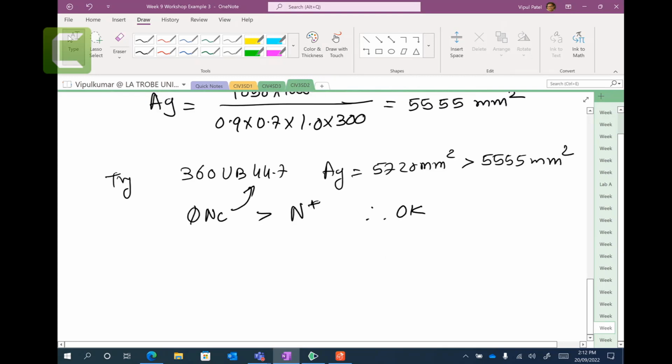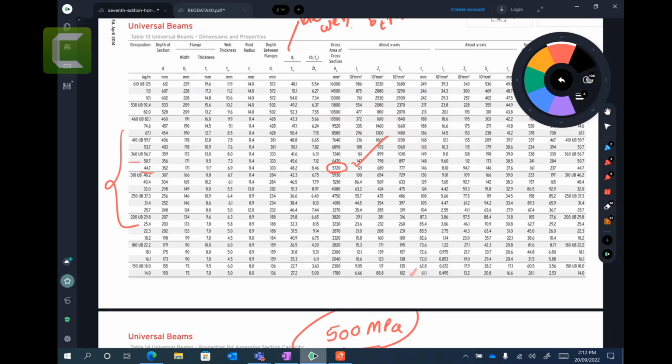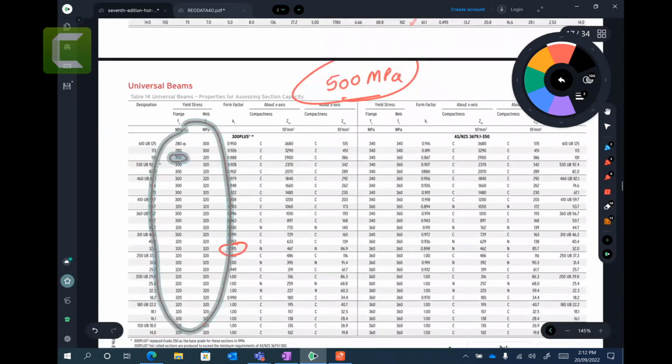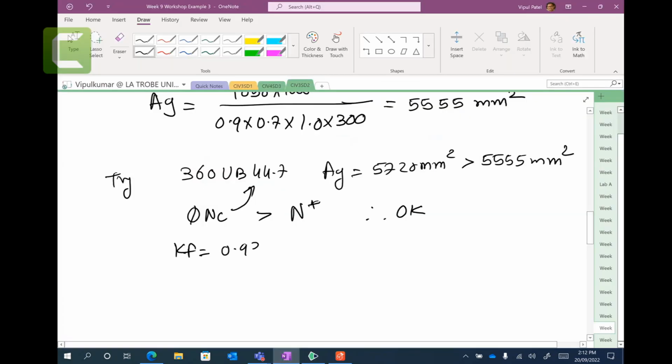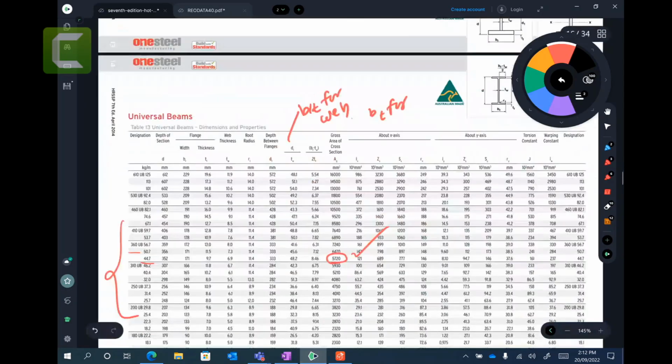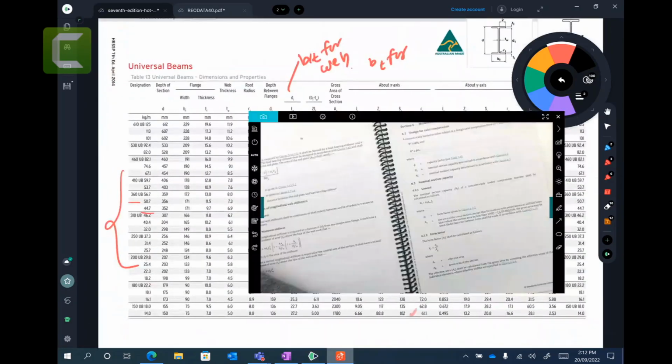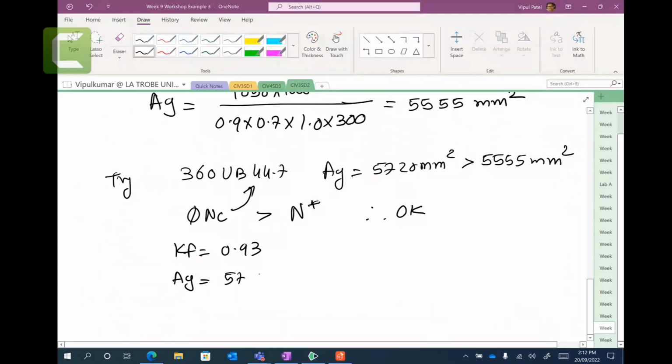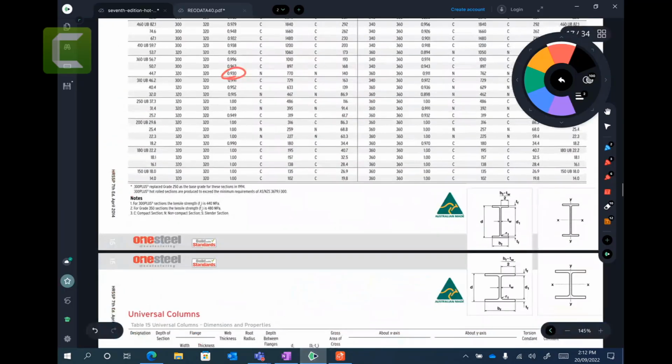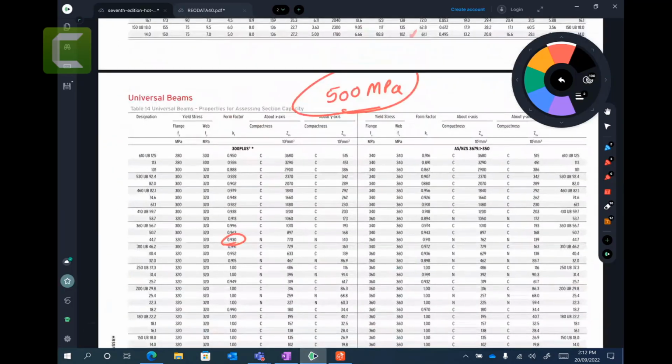All right. So for these ones, what is kf? 360 UB 44.7: 0.93. Thank you. 0.93. What is the gross area? Oh, 5720. We got it. 5720 millimeter square. What is fy? We take it 320.